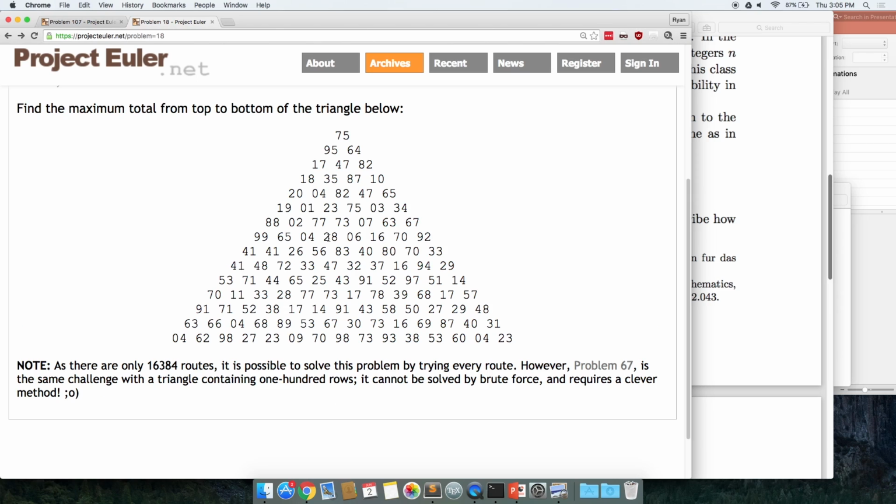Well, on 18, we're not allowed to manipulate the triangle anyway, right? No, not in this case. Good point. It should be this triangle as is. So any questions about 18?